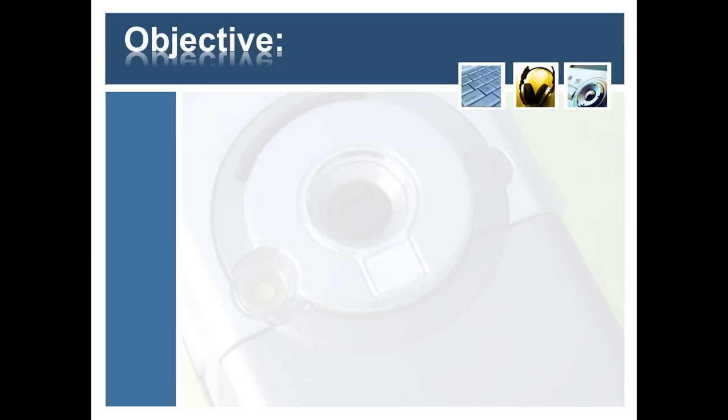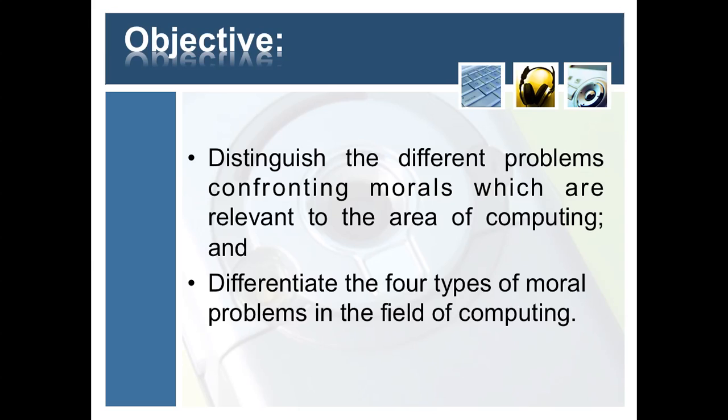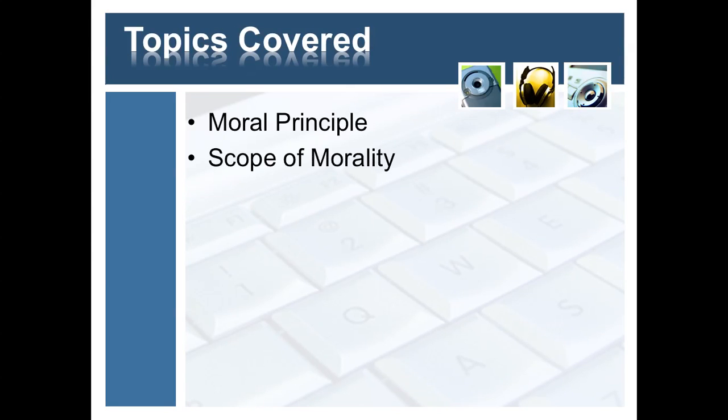Let's take a look at the objective of the lesson. First, to distinguish the different problems confronting morals which are relevant to the area of computing. And second, differentiate the four types of moral problems in the field of computing. And what are the four types? First, we have moral principle. Second, scope of morality. Third, moral obligations. And lastly, we have moral freedom.